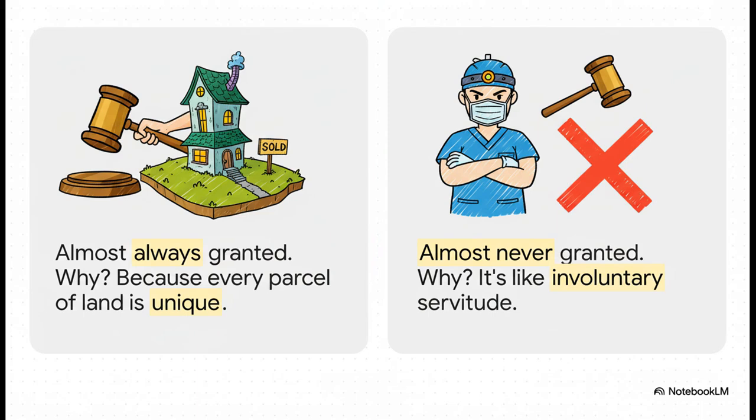Check this out. For a contract to sell a piece of land, specific performance is granted almost always. Why? Because every single piece of land on Earth is considered legally unique. You can't just go buy an identical replacement. But for personal services, almost never. A court will not force a world-famous painter to paint a portrait because that would be like involuntary servitude. And besides, how could you even guarantee the quality of work done under threat of a court order?